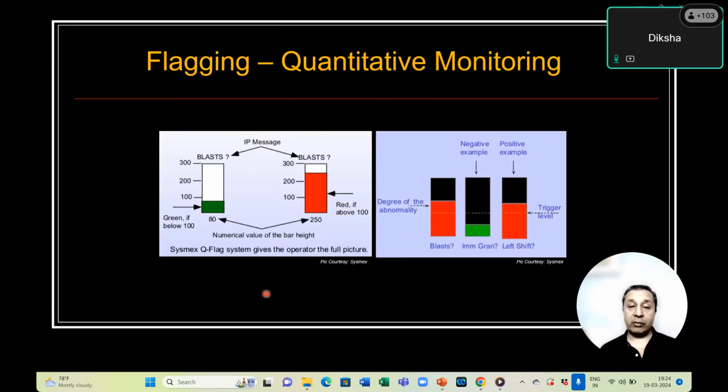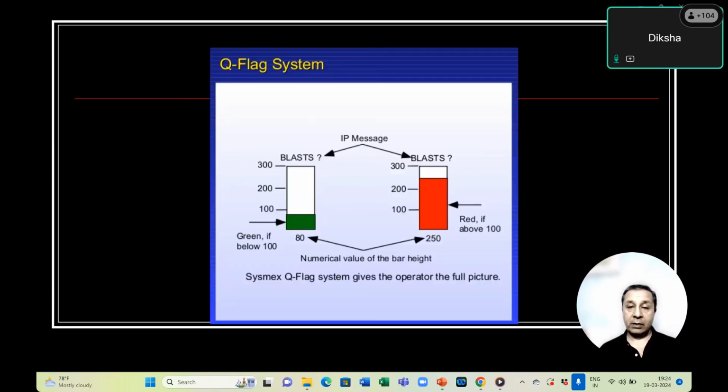So depending upon the thresholds that you're setting up, the relative quantifications can also be given by the analyzer, which obviously will not be 100% foolproof, but at the same time will alert you to the kind of abnormality that you're dealing with. The picture here is at a slightly higher magnification. You have this IP message for blasts from the Sysmex hematology analyzer, wherein you have defined a 100 threshold, and anything above 100 is identified as a blast or an abnormal cell.